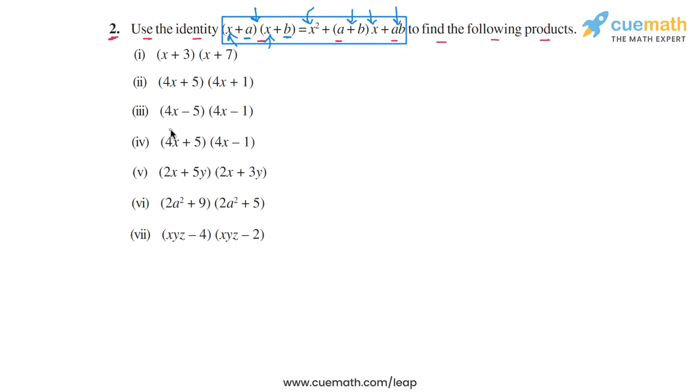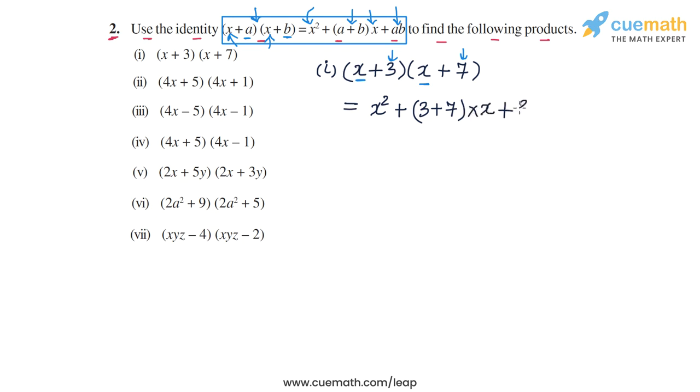Now let's apply this identity to each of the 7 parts that we have. So in the first part, we have the product (x + 3)(x + 7). So the common part is x, and the non-common terms in the two binomials are 3 and 7. So now let's apply the identity. We take the square of the common part, so we get x². Then we add the non-common parts, so we add 3 and 7 and multiply it with the common part. And then we take the product of the non-common parts, which will become the third term, so 3 into 7.